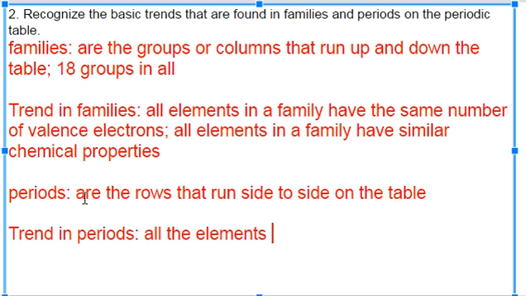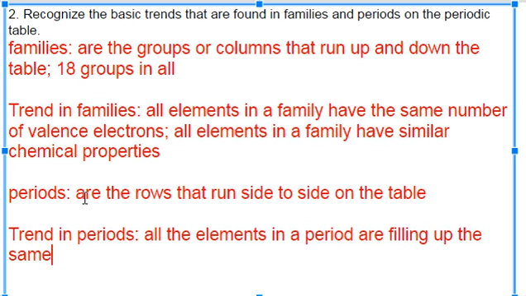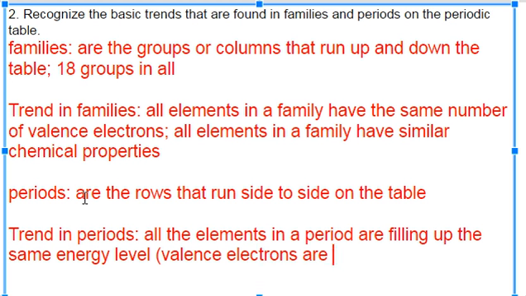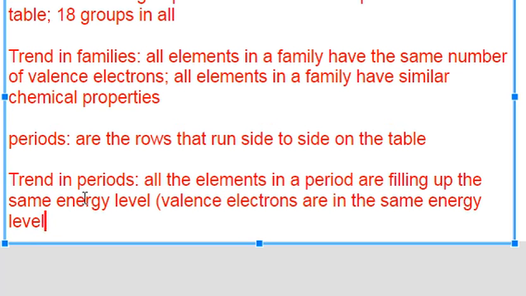All the elements in a period are filling up the same energy level. So the valence electrons are in the same energy level. And that's it for trends in families and periods, really.